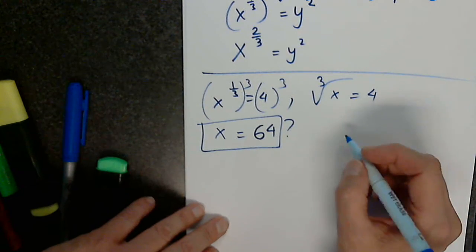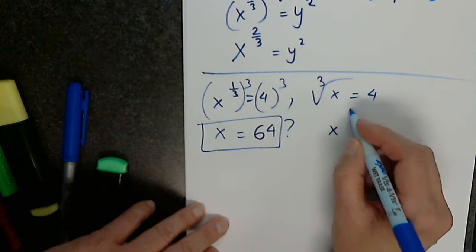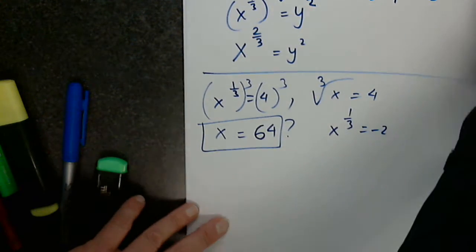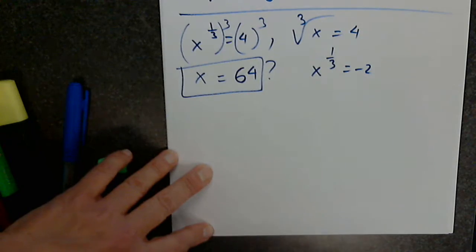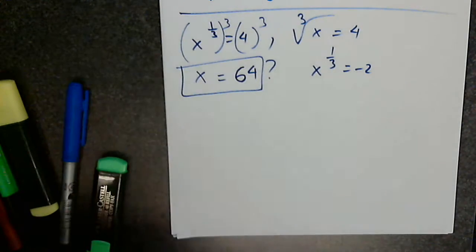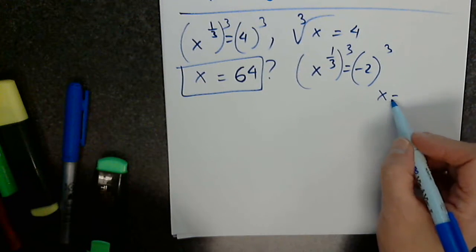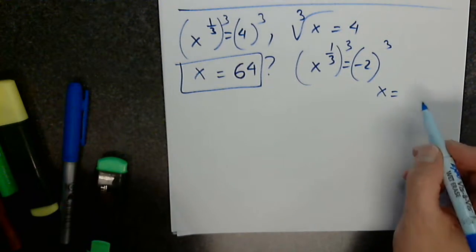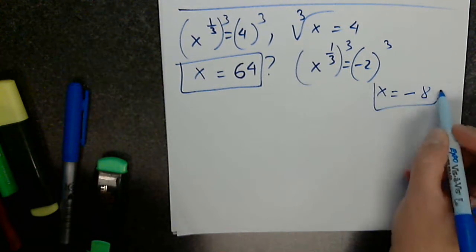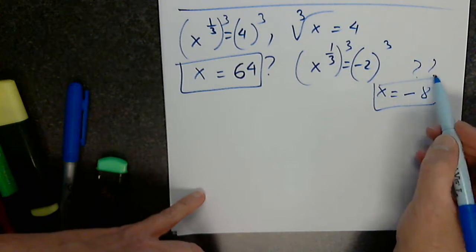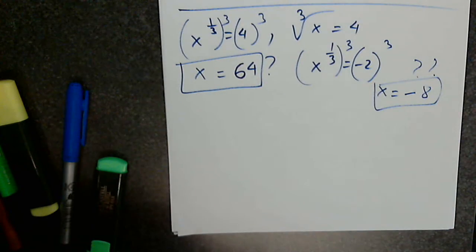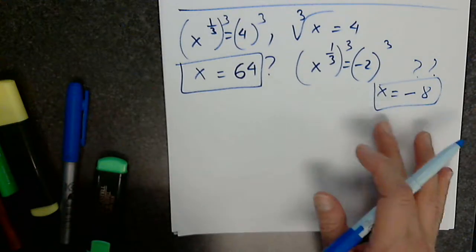And now the other equation is x to 1/3 equals -2. What do I do with that? Turn it into a cube root. Yes. So then raise it to the third power. Raise it to the third power and I have -8. And it comes with a question mark. You go back and yes, it checks. Did we all get 64 and -8?